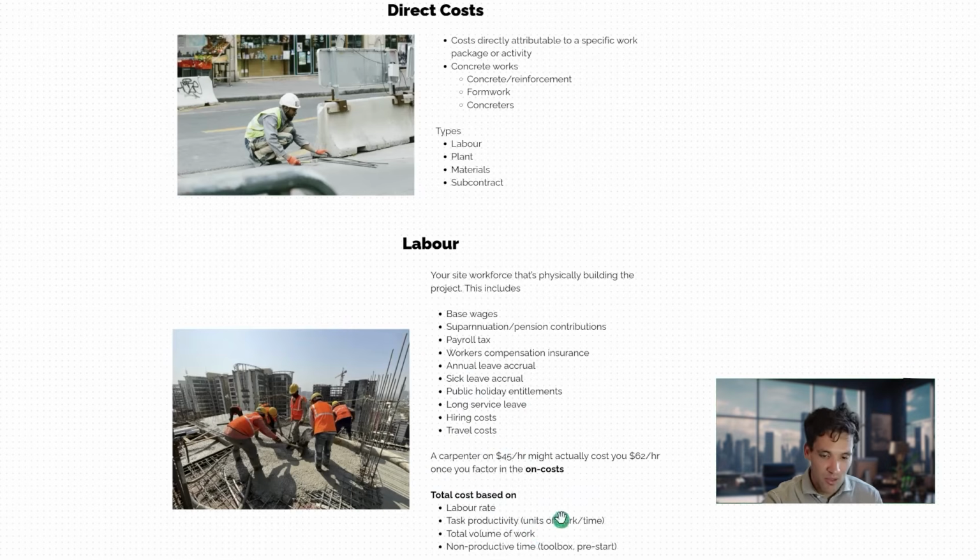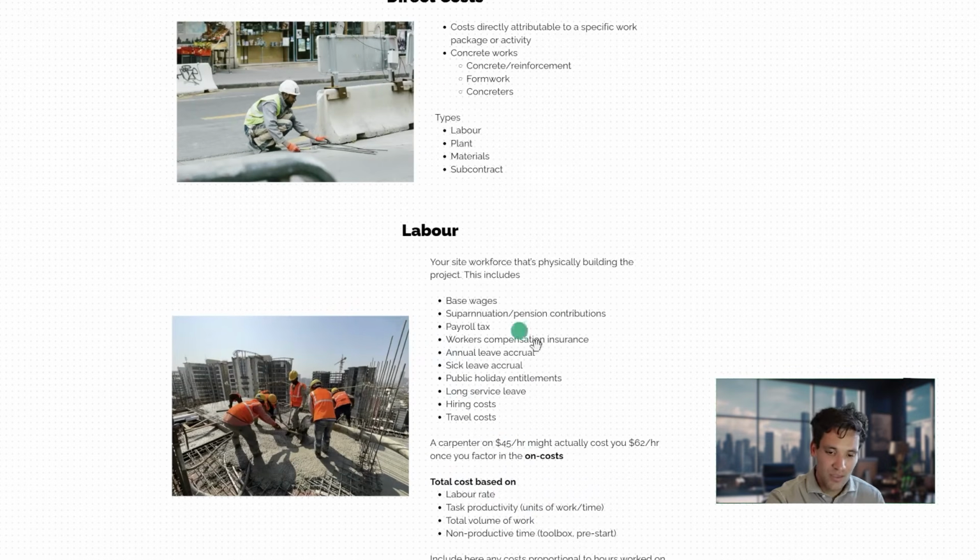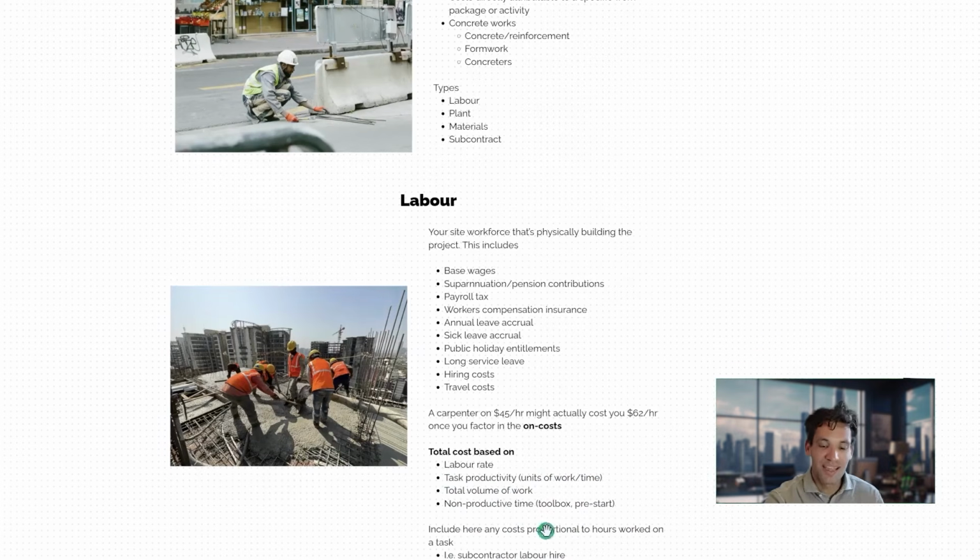Now, our total labor cost is going to be a function of the hourly labor rate, the base wages, the on-costing and labor burden, the task productivity we've got, so the units of work per period of time, so how much work they're getting in how long they're doing the work for, and the total quantity or volume of work. For example, 1,000 meters squared of formwork is going to cost more than 500 meters squared of formwork. And another very important thing to consider when you're talking about labor costs is non-productive time. So you've got your productive time, which is when you're actually doing the work. Then you also need to pay people for pre-start in the morning, any toolbox talks you're doing, paid lunch or smoko breaks.